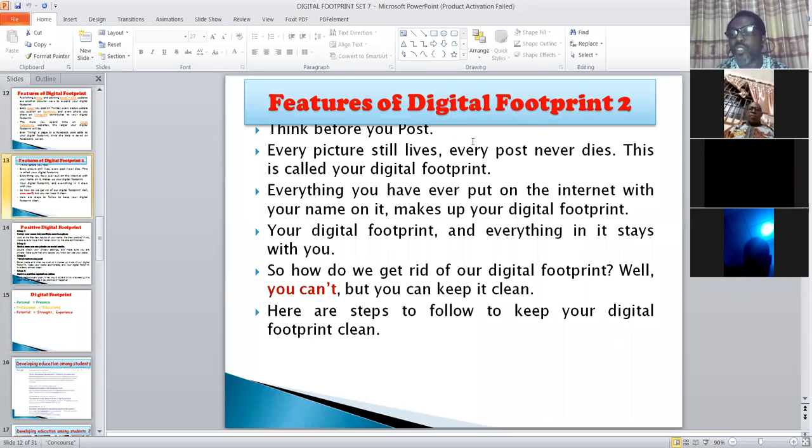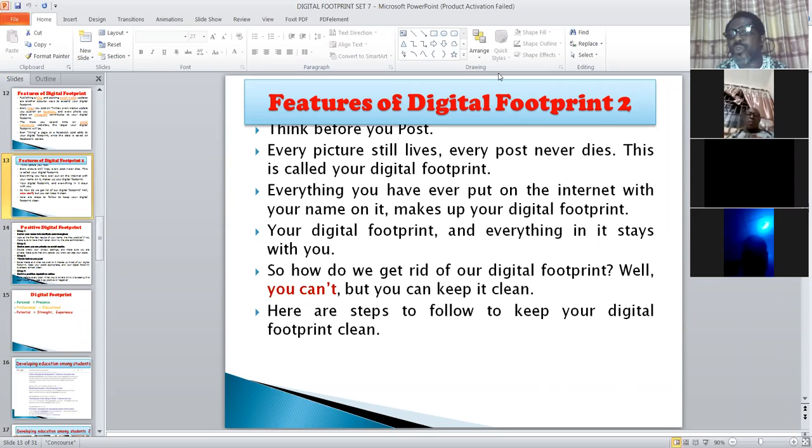Think before you post. This is a popular thing I always tell people to type, and I think your class should not be an exception. Let me quickly have you type this. Think before you post. Don't just post. Let there be your thoughts. Let your brain come before your hand. I want to read that from you. It's something that you need to be conscious of. Don't just start typing anything. You have to think before you post.